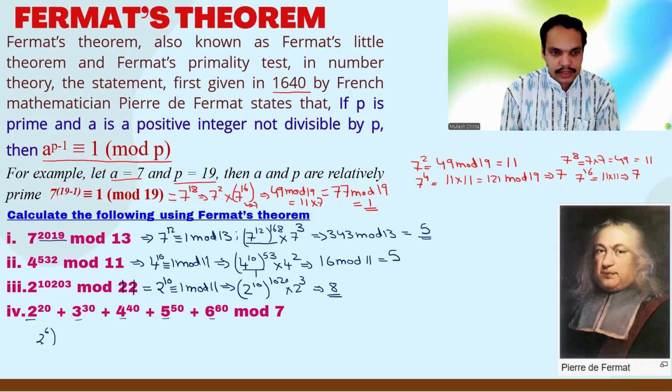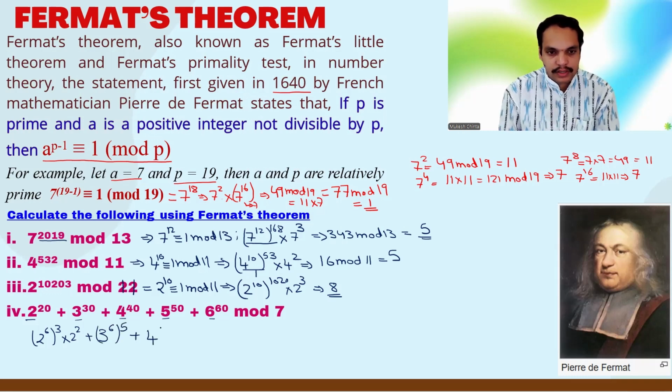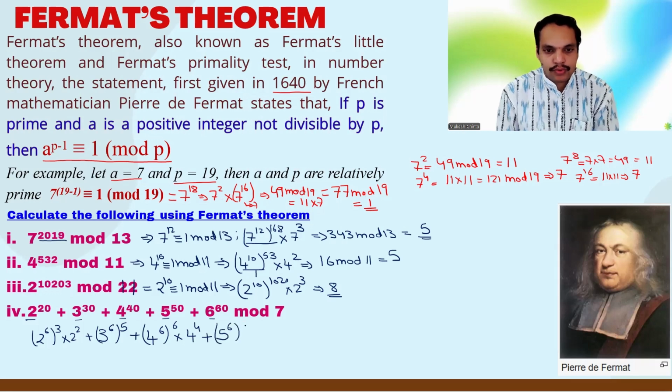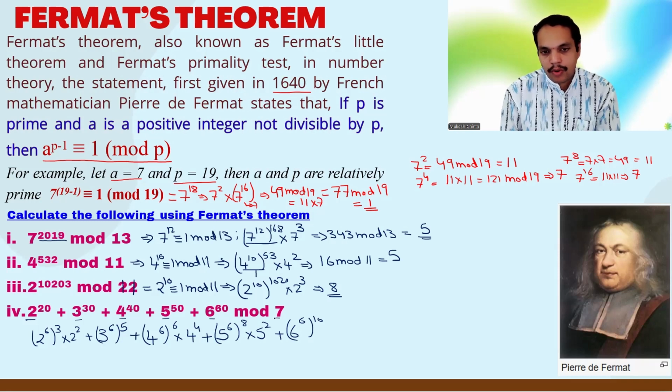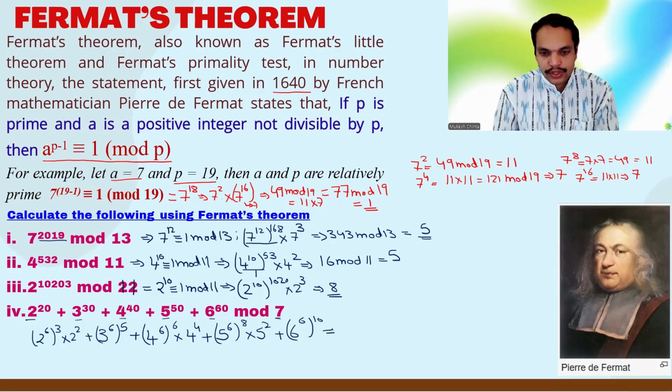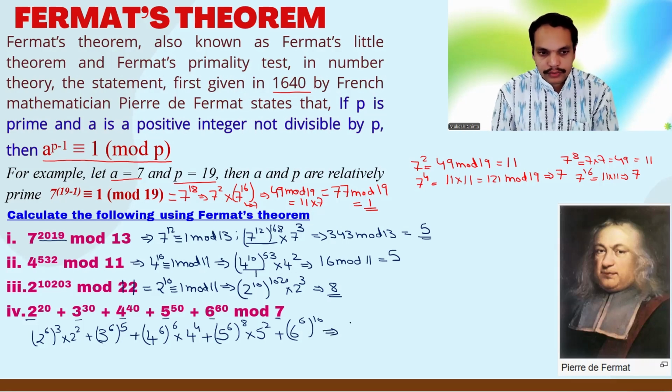So 2 power 6 to the power of 3 into 2 square, plus 3 power 6 to the power of 5, plus 4 power 6 to the power of 6 into 4 power 4, plus 5 power 6 to the power of 8 into 5 square, plus 6 power 6 whole to the power of 10. We can write this in this particular manner, isn't it? Why did I write it like this? Because I know mod 7, a power p minus 1, so 2 power 7 minus 1, is always congruent to 1. So this equation will become 4.